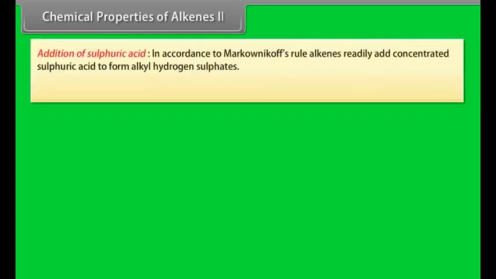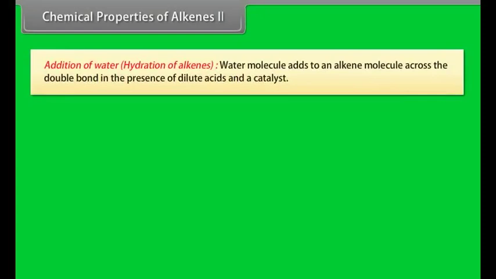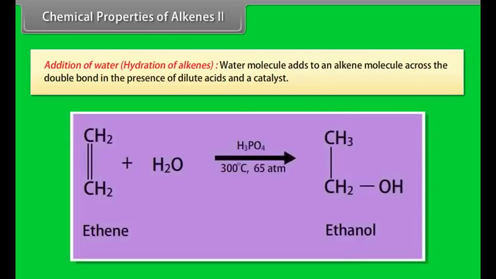Chemical properties of alkenes, Part 2. Addition of sulfuric acid. In accordance to Markovnikov's rule, alkenes readily add concentrated sulfuric acid to form alkyl hydrogen sulfates. For example, ethene reacts with sulfuric acid to give ethyl hydrogen sulfate. Addition of water, hydration of alkenes. Water molecules add to an alkene molecule across the double bond in the presence of dilute acid and a catalyst. For example, ethene gives ethanol when a mixture of ethene and steam is passed over phosphoric acid and silica under a pressure of 65 atmospheres and at 300 degrees centigrade.